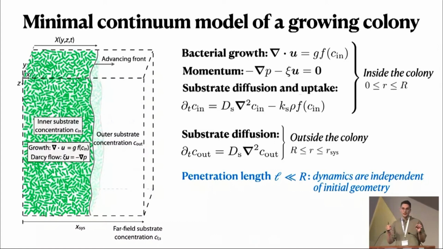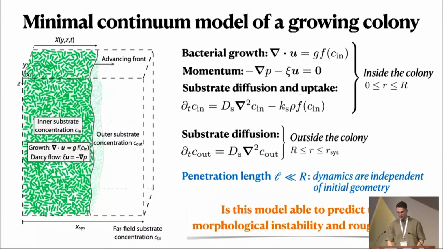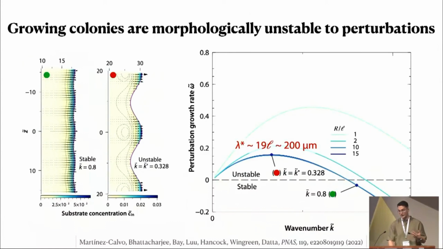That makes sense. Everything is happening locally, so things should be independent of the geometry. But yet, we wanted to know if this is still able to recapitulate the instability and the roughening. So what we did is a linear stability analysis. You impose a shape perturbation, and then you ask if that is going to grow over time or not. So that's this plot here. Positive means that it's growing over time for that particular wave number or wavelength. Negative means that it's going to smooth out over time.